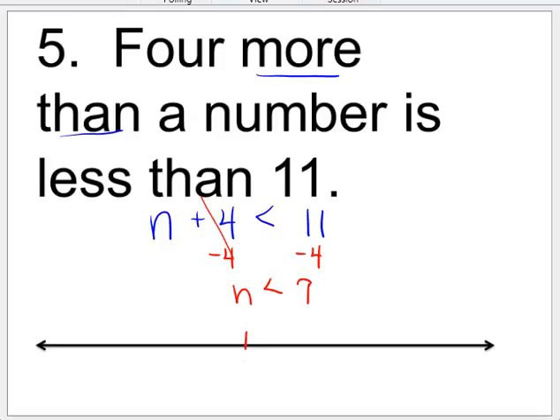We'll put 7 on the number line along with a few other numbers and use an open dot, meaning that 7 is not included in my solution, but anything less than 7 is.